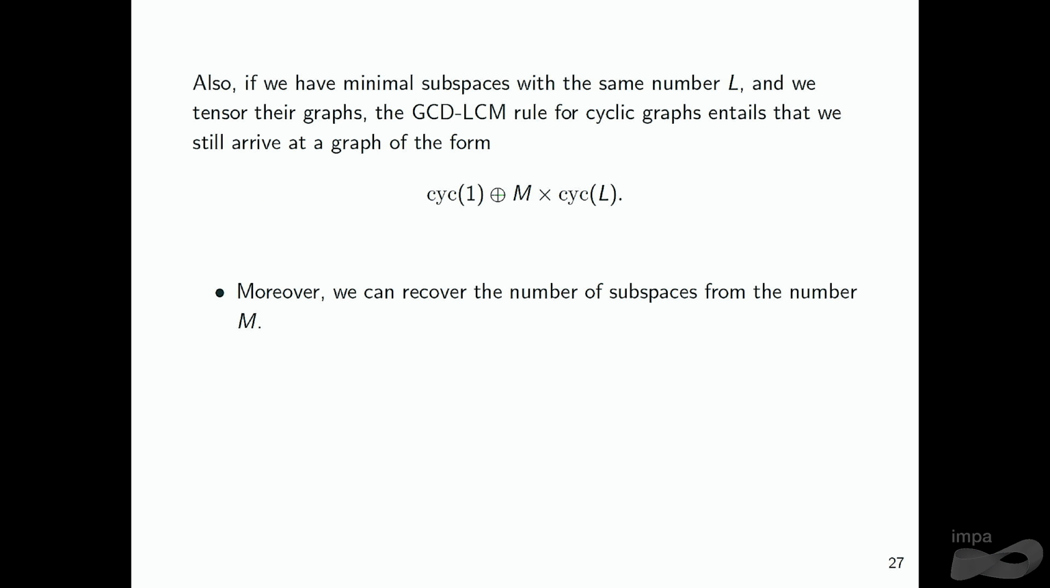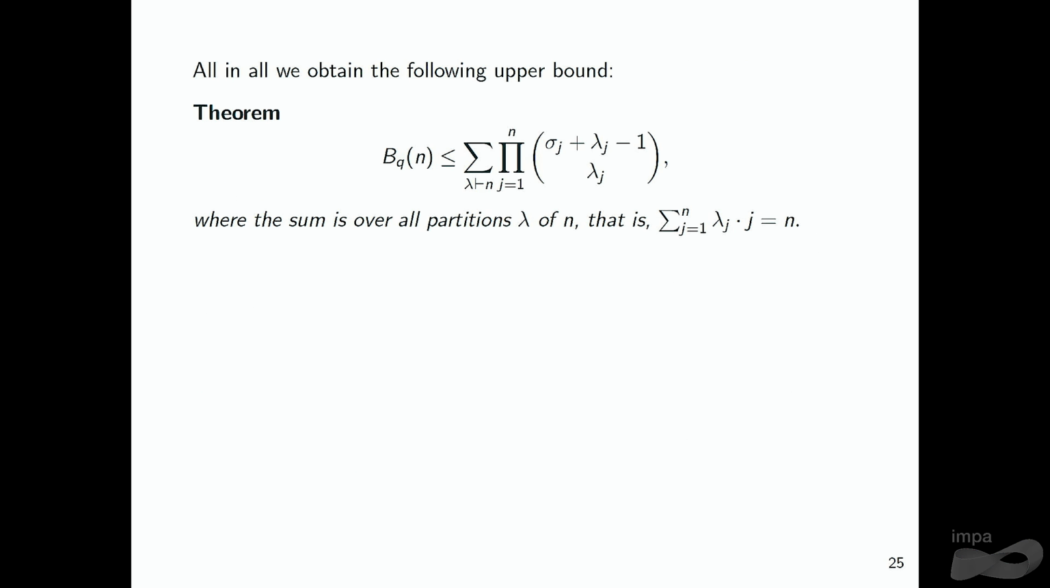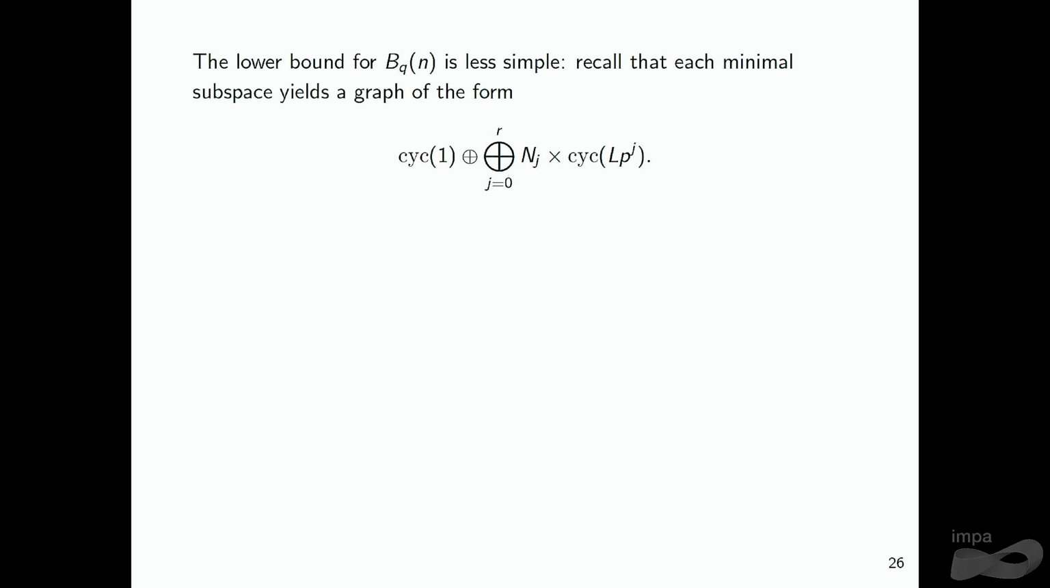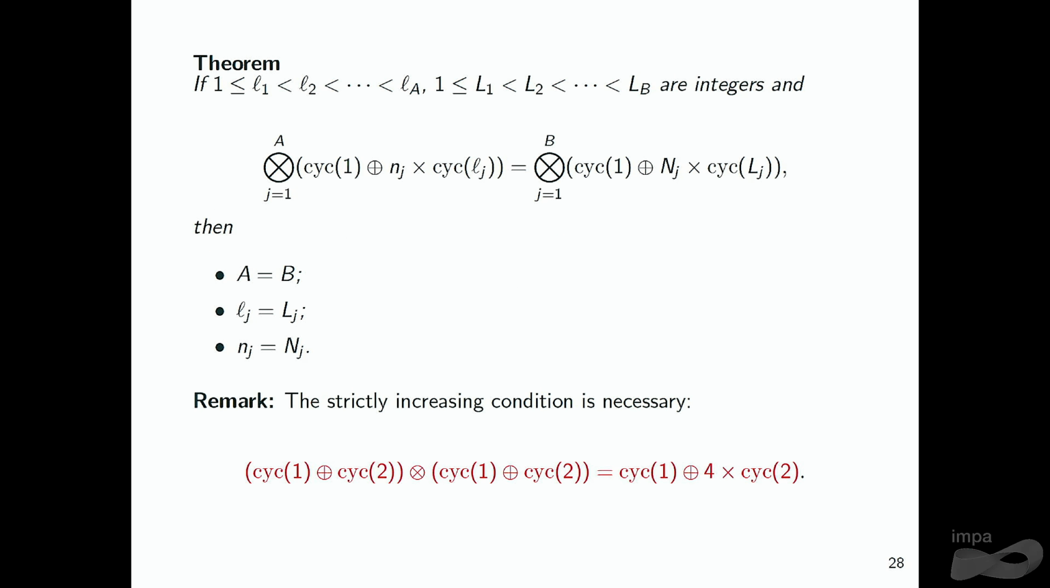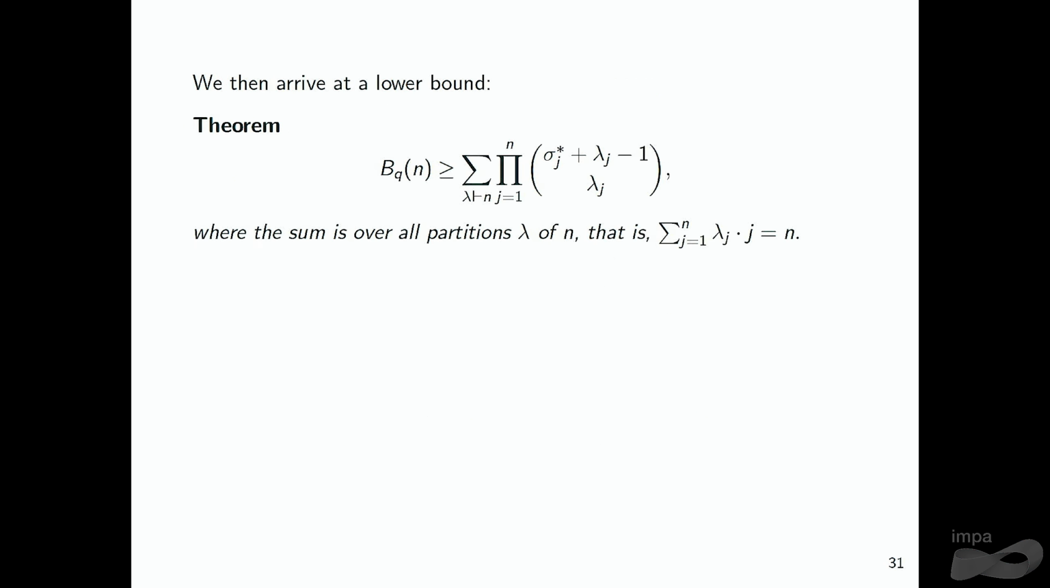If you recall here, the upper bound we got was this one, right? So we have this sigma of j, which is the number of divisors of q to the j minus 1. And now for the lower bound, we just get sigma j star, which is the number of primitive divisors of the number, right?